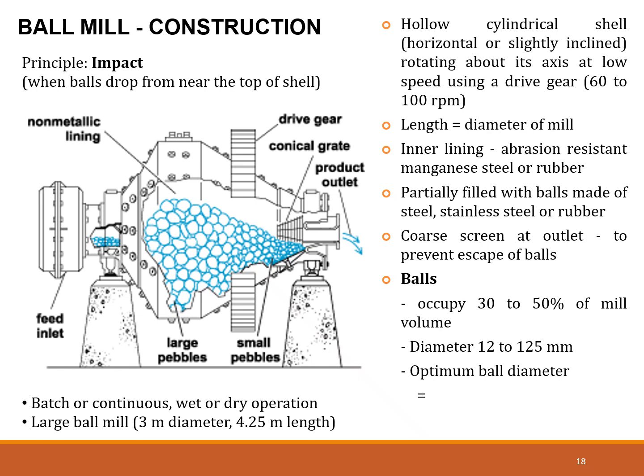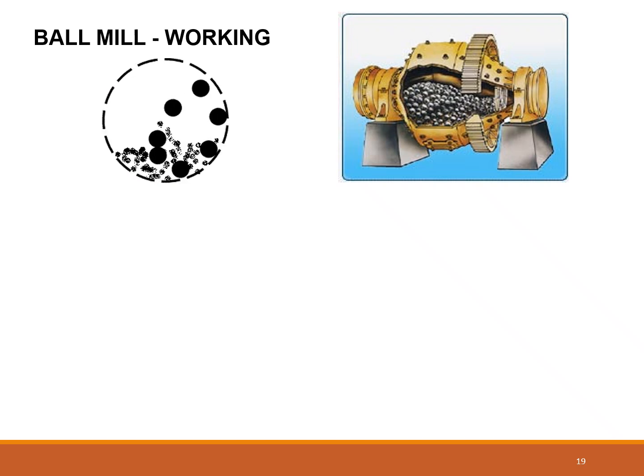The balls occupy 30 to 50% of the mill volume, and the diameter of the ball varies from 12 to 125 mm. You can find out the optimum ball diameter required for the ball mill by getting the square root of feed size. It can be operated in batch mode. If you close and just take the product at the end, it is batch mode. It can be continuous mode where the feed can enter the ball mill continuously and product can be taken out in a continuous manner. A very large ball mill will be 3 meters in diameter and 4.25 meters in length.